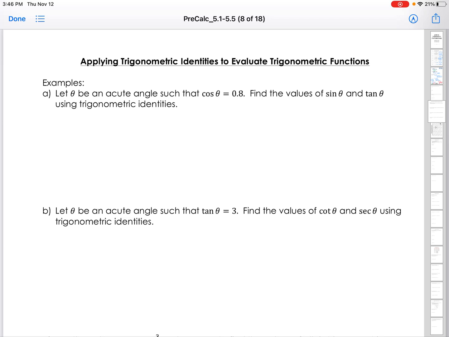So in example A, it says to let theta be an acute angle such that cosine of theta is equal to 0.8. So obviously not something on the unit circle. Find the values of sine and tangent of theta using trig identities.